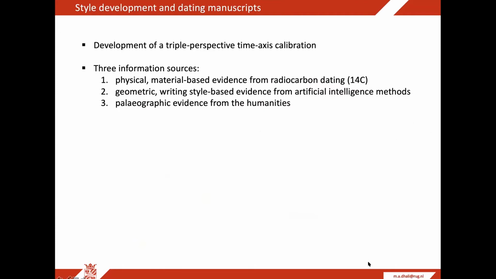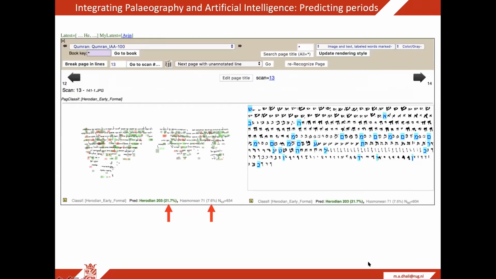Then I come to the new topic, the style development. So here, Mladen already explained that we actually have three information sources: the radiocarbon dating, the AI methods, and the paleographic knowledge. Now, what we can already do inside Monk is to predict the periods. So here you see that by knowing the common looking or general shape of either the Hasmonean or Herodian or archaic period, we can already estimate, given any document, what the period of that is.